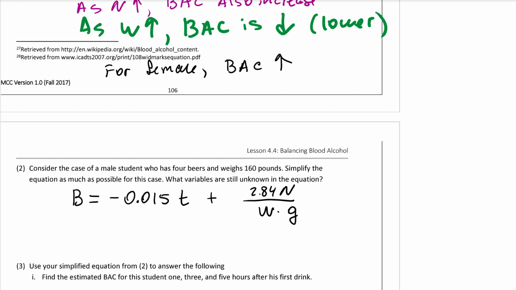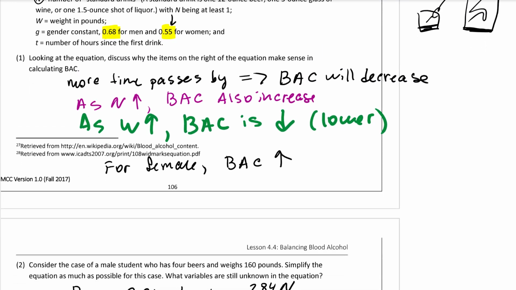Alrighty, let's start simplifying it. We don't know the BAC, correct? We don't know the time, so we leave this alone. Do we know how many drinks? 4 beers, so it's 4. I'm going to use a different color as I substitute, so that's 4. We know the weight, 160 pounds. And we know it's male, so we're going to put in 0.68 for G.